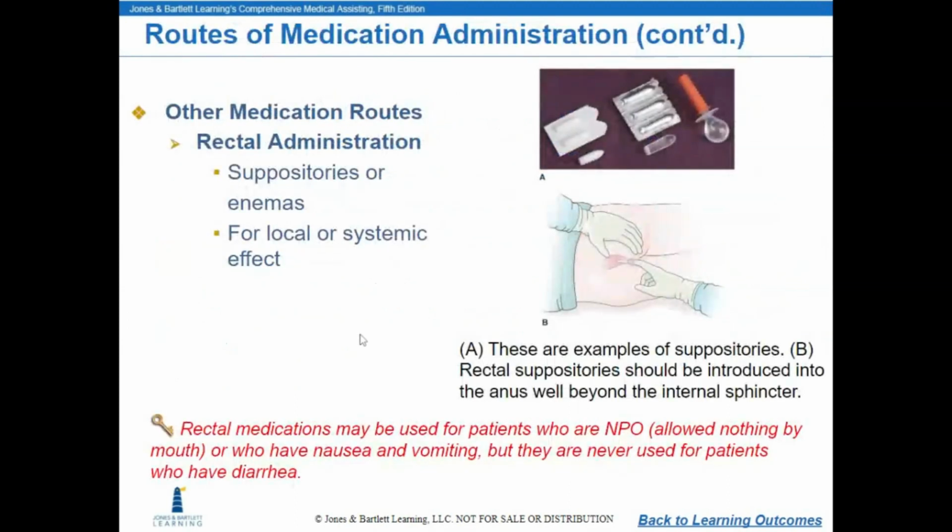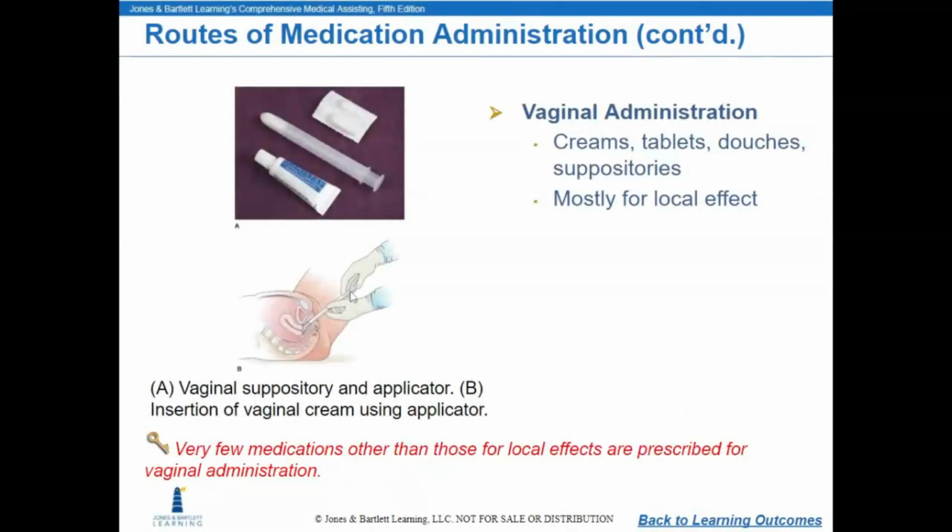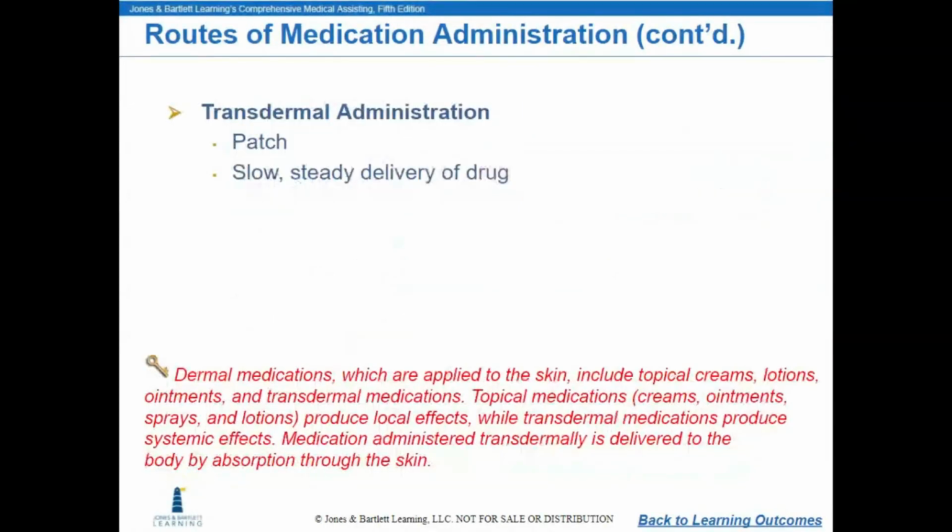All right, now other medication routes. I just mentioned them briefly. We have rectal administration, for suppositories or enemas. And then we have vaginal administration: creams, tablets, dishes, and suppositories, mostly for local effect, meaning that is the area that's being affected and that we are treating. All right, so then we have transdermal administration, like a patch, right?